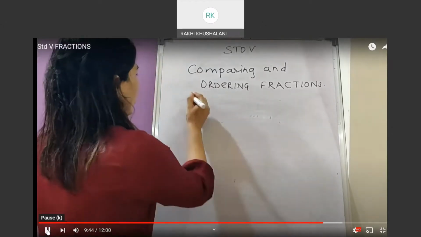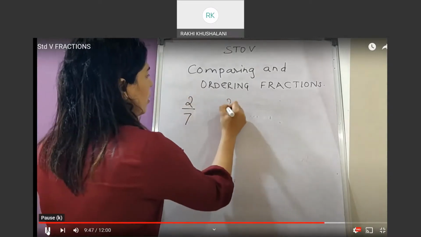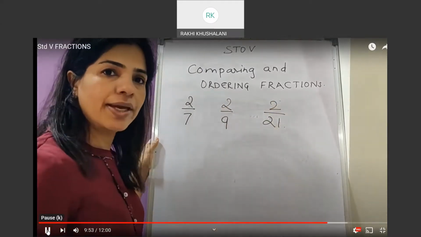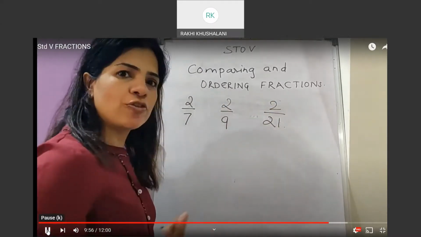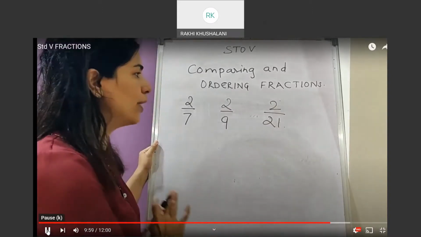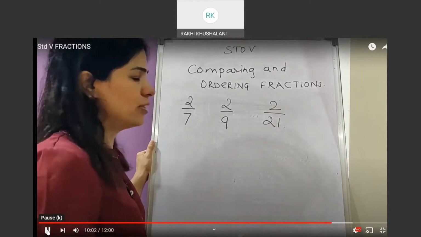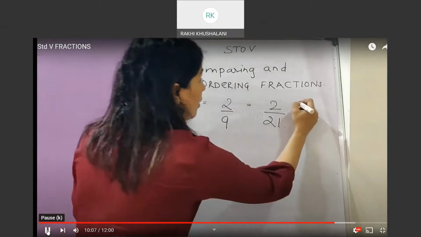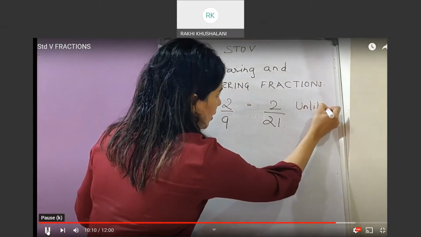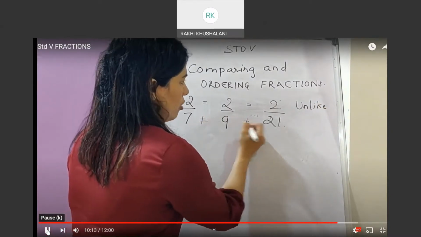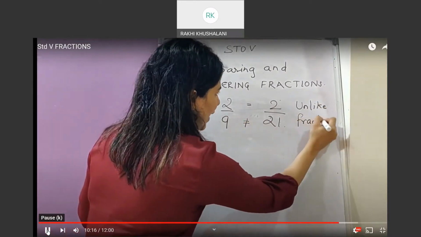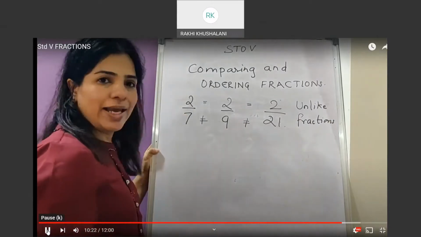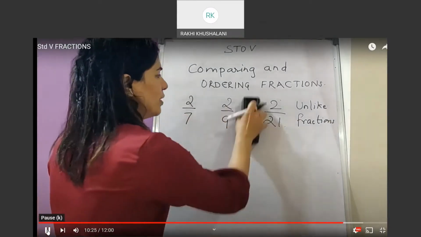Let's say I'm talking about 2/7, 2/9, 2/21. They are in lowest form. First, when you check the numerators, they are the same, and the denominators are not the same. That means they are unlike fractions. Both points are proved. They are in reduced form. They are unlike fractions. So now, how will I do the comparison between them?